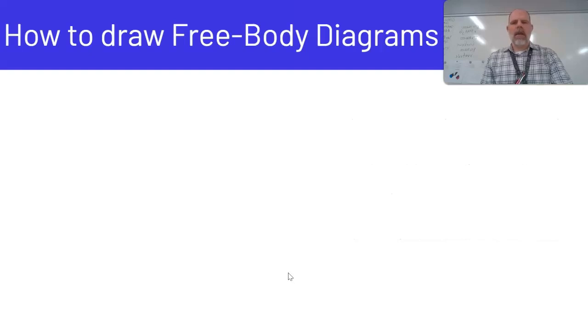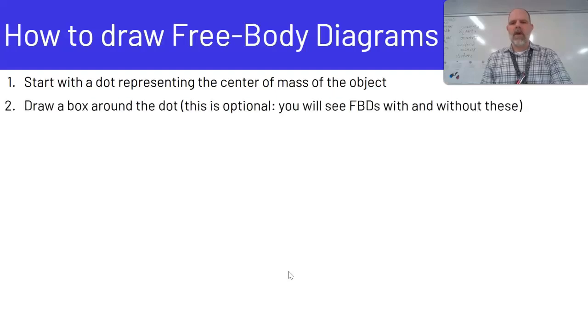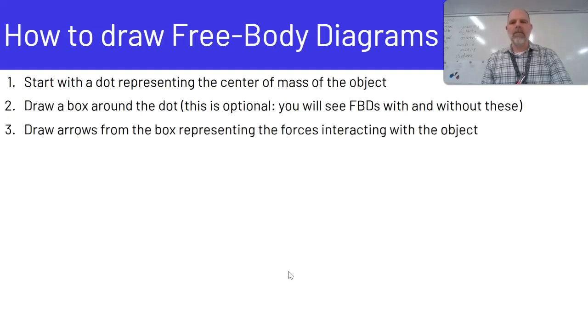So let's talk a little bit about how to draw free body diagrams. We're going to start with a dot representing the center of mass of the object. Then you're going to draw a box around the dot. This is an optional step. You're going to see free body diagrams with and without the boxes. I tend to draw the box, but you certainly don't have to do that.